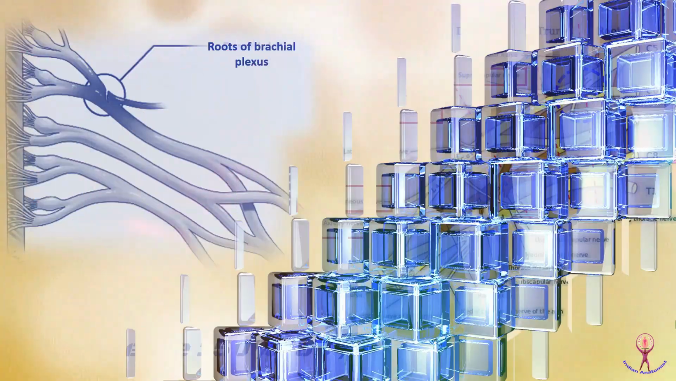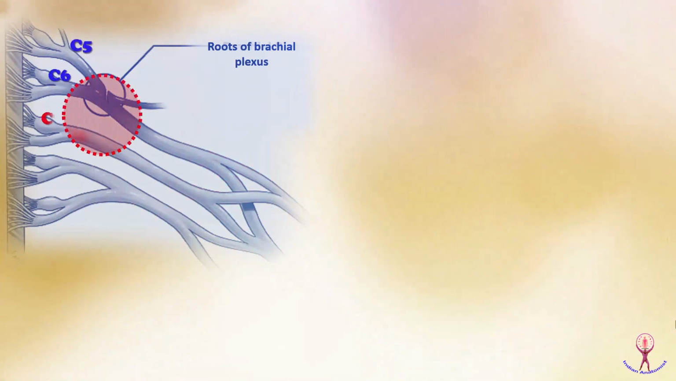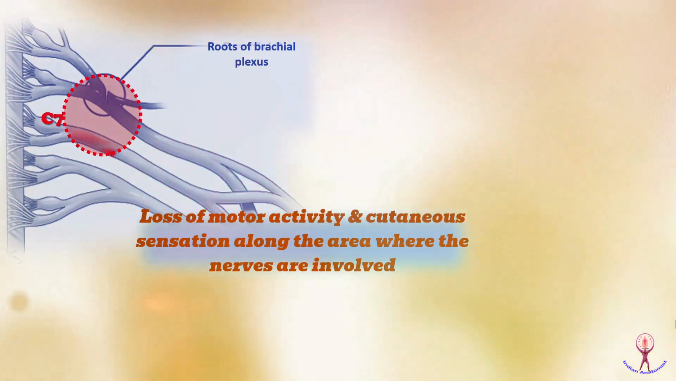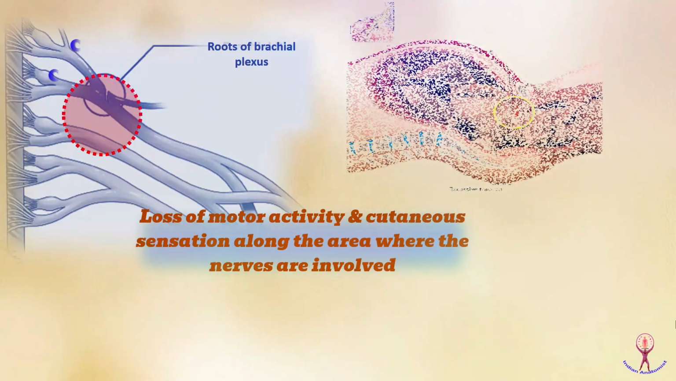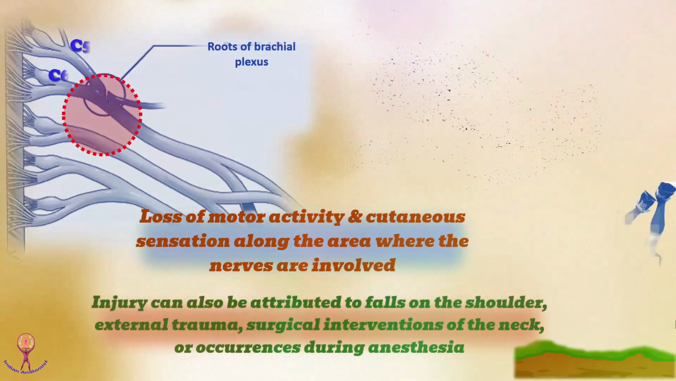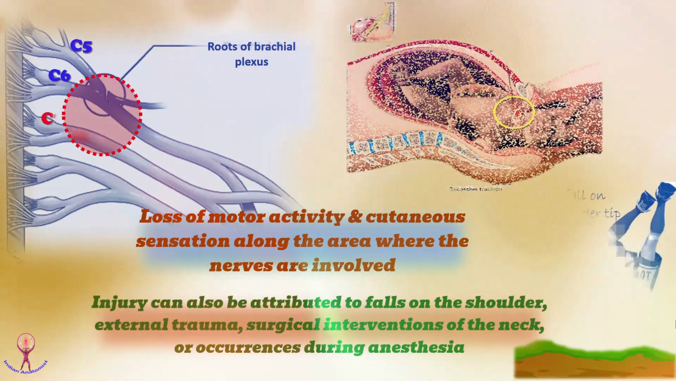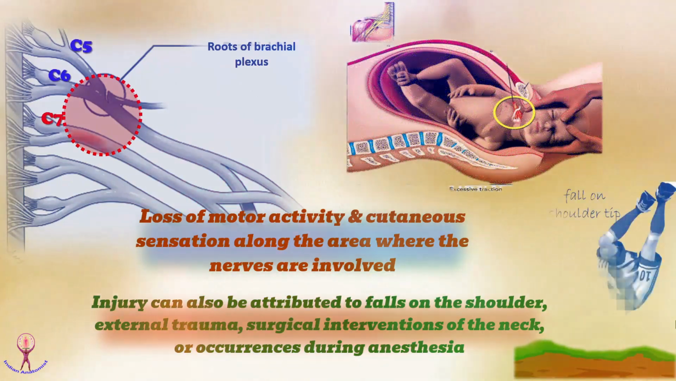paralysis. Often, Erb's palsy involves the C7 root, caused by head-shoulder interval expansion. This injury blocks movements of the upper limb due to muscle paralysis and loss of skin sensation. Most of the Erb's palsy is obstetric brachial plexus injury. In addition to birth injury, the injury can also be attributed to falls on the shoulder, external trauma, surgical interventions of the neck, or occurrences during anesthesia.